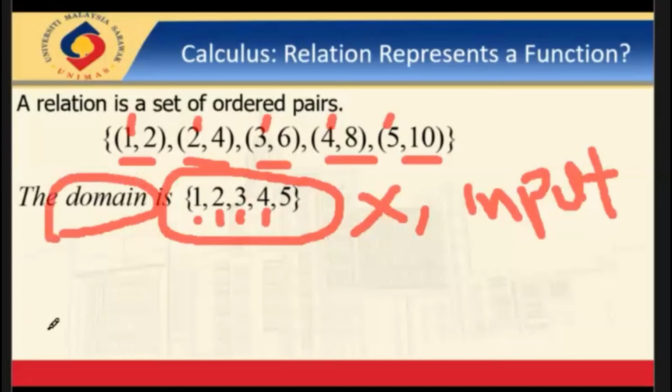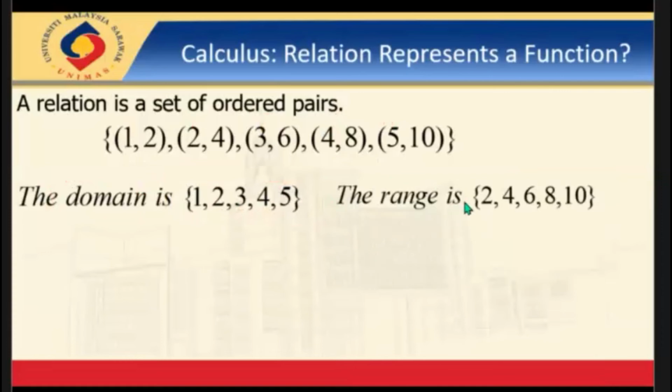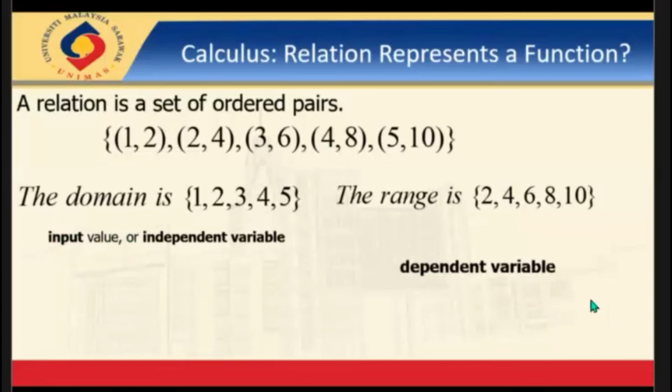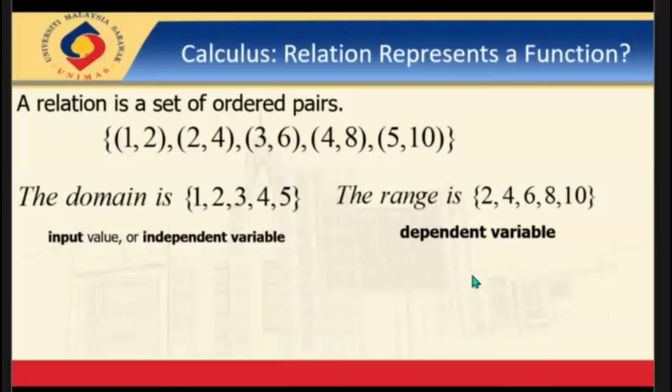And the second values in the pairs, if we put all of them in another list, are called the range. So basically in the ordered pair, the first value is called the domain and the second value is called the range. Or in other words, you can say input and output. But input and output is a very general thing. In mathematical terms, these are domain and range. The domain is also called the input values or independent variables, and the range is called the dependent variable. It always depends on the input.